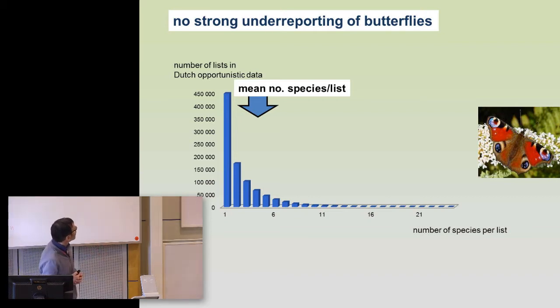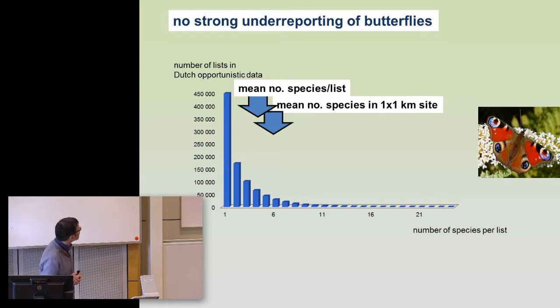For butterflies, on the other hand, the mean number on the species list doesn't differ that much from the real number of butterflies. So usually when butterfly people go out, they just tick all the butterflies they see. They're not very often lucky, because there are not so many.